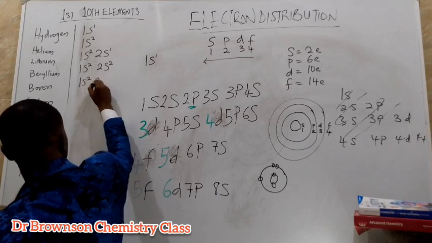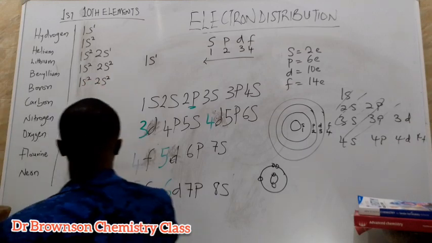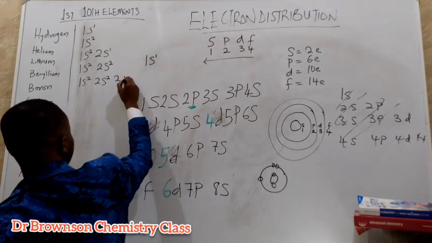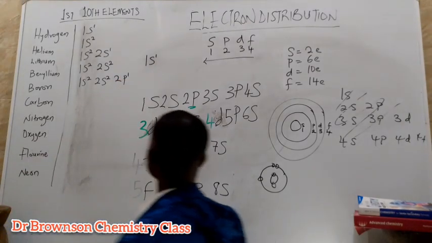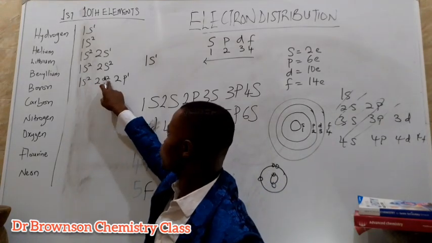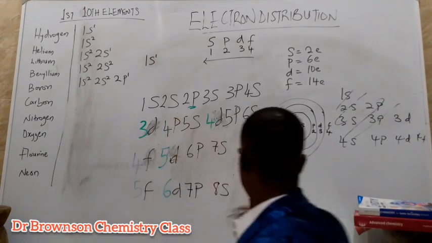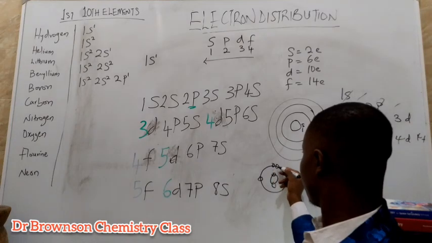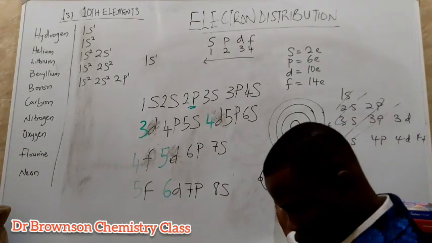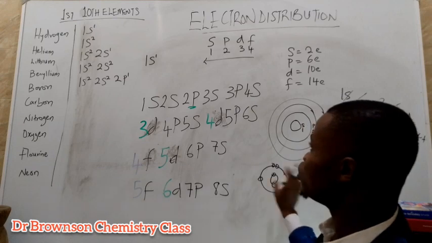So we have it to be 1s2, 2s2, and 2p1. So 2 plus 2 plus 1 is 5. 1, 2, 3, 4, 5. So it is complete, right?